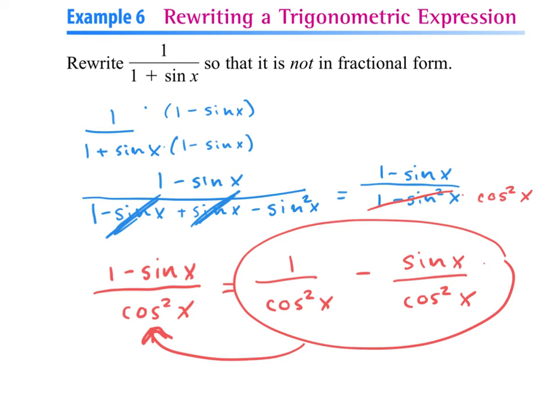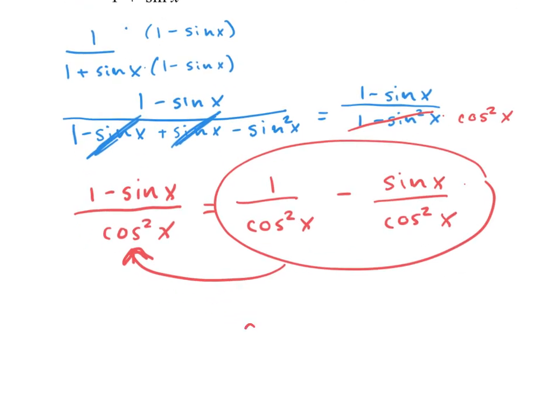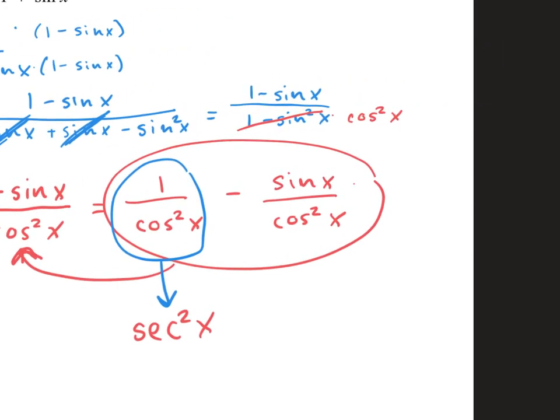So let's look at our 1 over cosine squared x. Can that change to anything? Is that the reciprocal of anything? Secant. But since it's cosine squared, it would change to secant squared. So this 1 over cosine squared x became secant squared x. And then does it become tan squared x? Well, it would if we had a sine squared on top. But we only have one sine on top and cosine squared on the bottom.